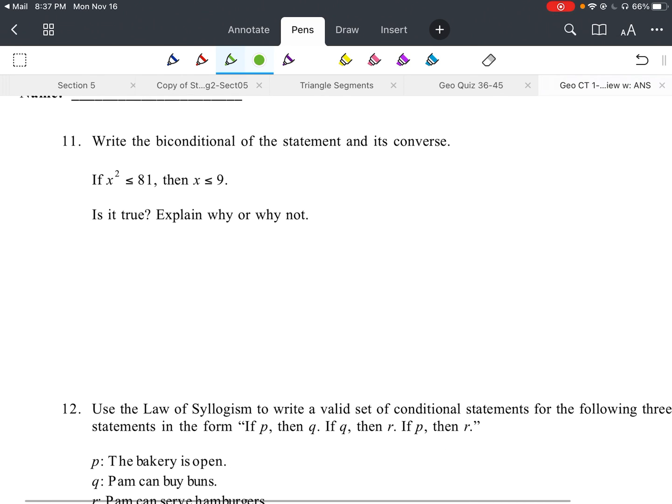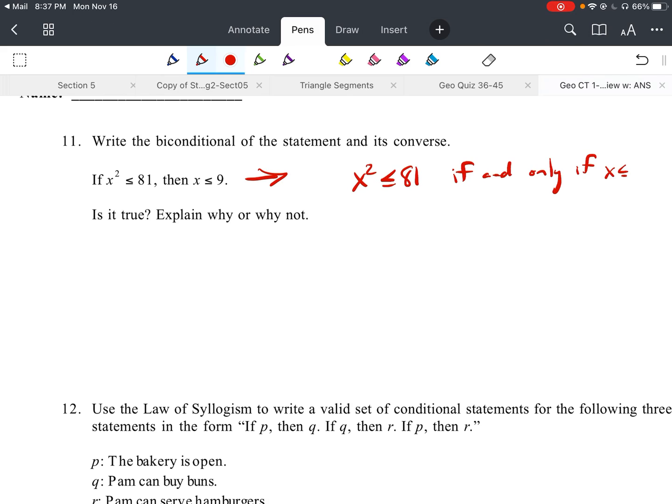Number 11 says write the biconditional of the statement and its converse. Let's do biconditional first. So biconditional says, let me start with x squared is less than or equal to 81. And you just go if and only if x is less than or equal to 9. Okay, good stuff.